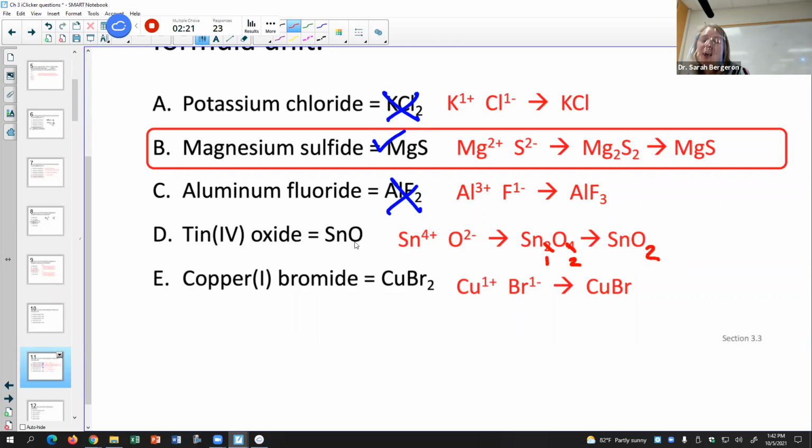SnO2. So do we have the same answer? No. Okay. Copper(I) bromide. Copper again is one of those transition metals, so we look at that Roman numeral and we know copper is a +1. Bromide, a halogen, must be a -1. Crossover: Cu1, Br1, not a 2. Okay. Got to get good at that. All right.